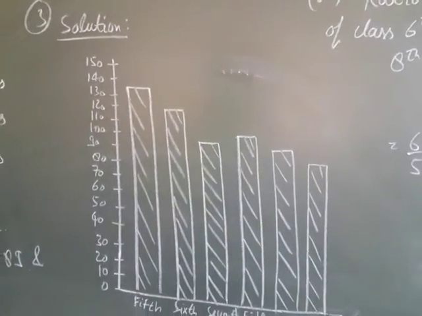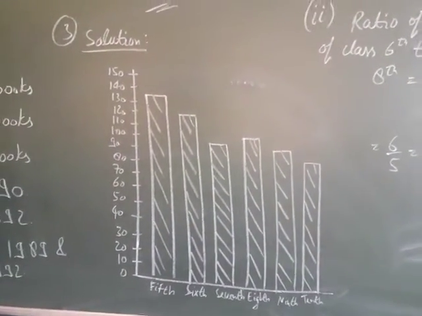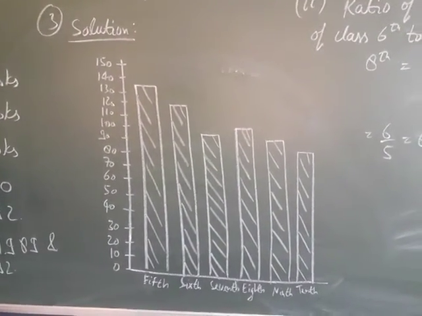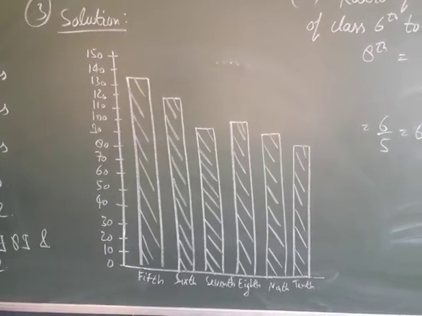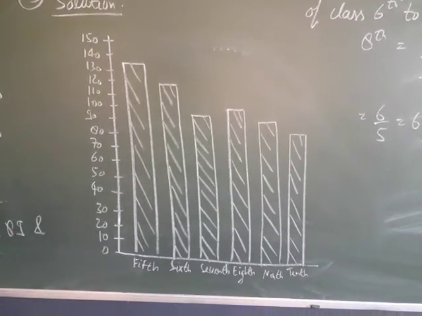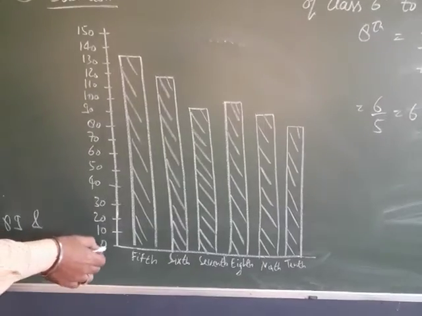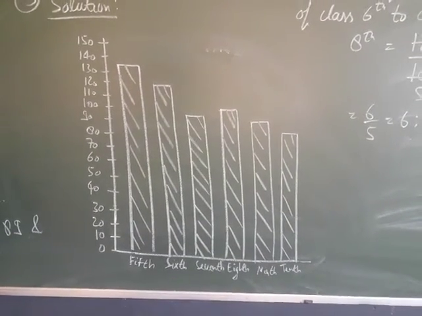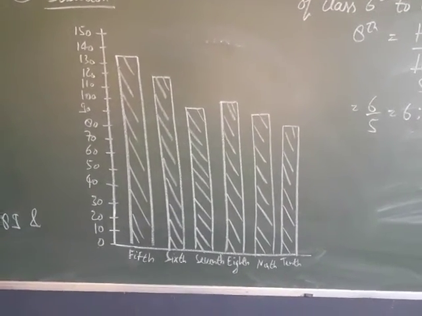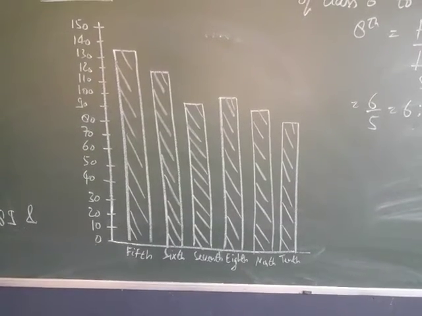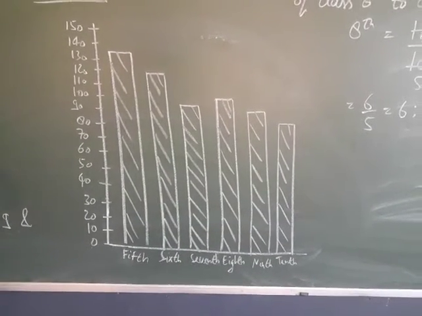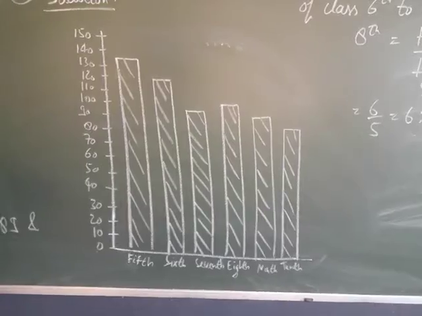Then see the third question. The number of children in 6 different classes is given below. You have to represent the data on a bar graph. This you will do on graph paper. I have made this rough. You will mark it on graph paper. You will take a scale of 1 centimeter equal to 10 children. Then you have to answer the following questions.